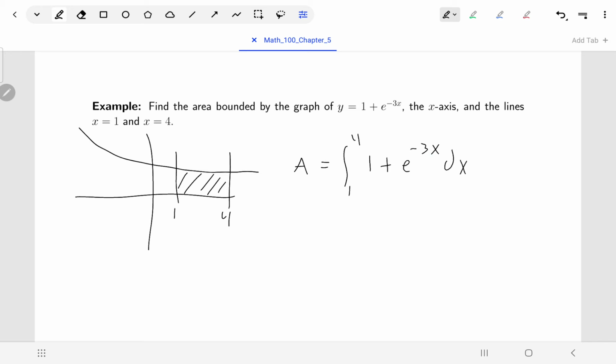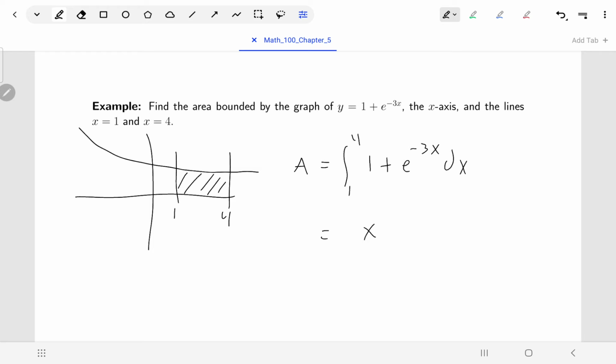If you wanted to, you can definitely do this with a substitution if you needed to. I don't think we totally have to for this one. So for starters, the first term, 1, when I find an antiderivative for that, it should just be x.